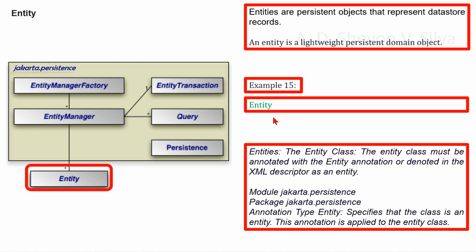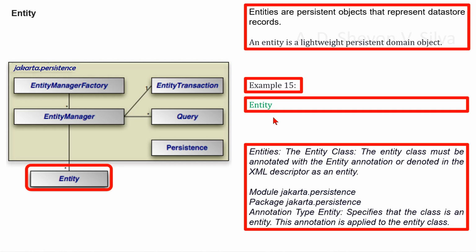The entity class must be a top-level class. An enum or interface must not be designated as an entity. The entity class must not be final. No method or persistent instance variable of the entity class may be final. If an entity instance is to be passed by value as a detached object, for example through a remote interface, the entity class must implement the Serializable interface.